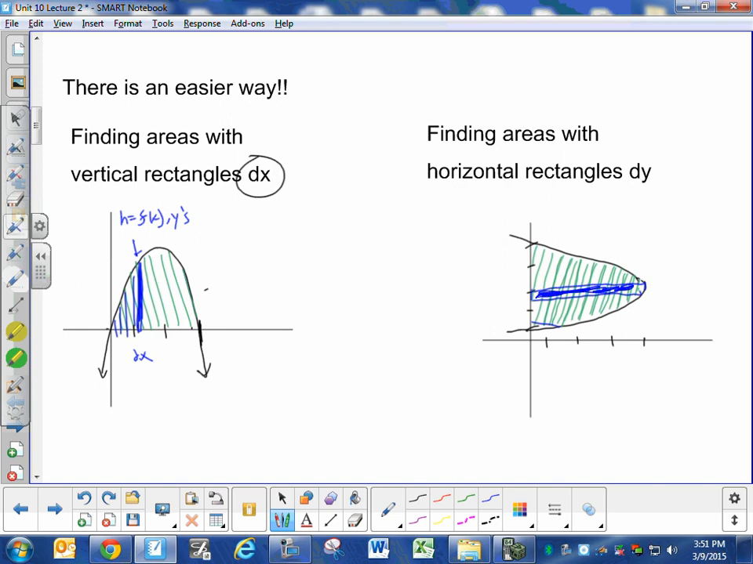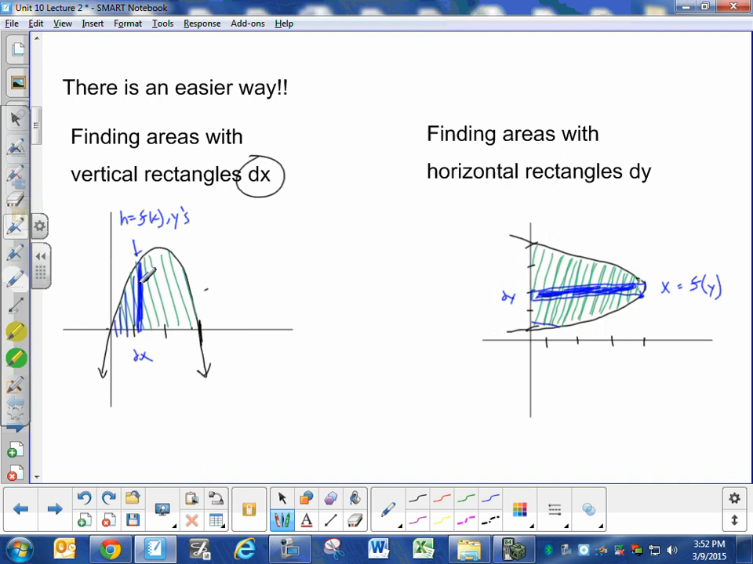this rectangle has a height right here that would be an instantaneous change in y. It's an infinitely skinny dy if we consider this an infinitely skinny rectangle, like what we are doing with these integrals, these infinite sums. And the length, the width, would actually be an x value determined by whatever this function is, which is in terms of y. So an x value for the length, a dy as a height.